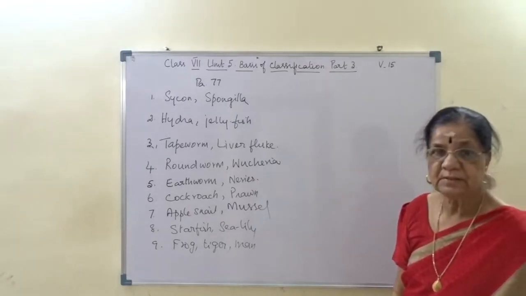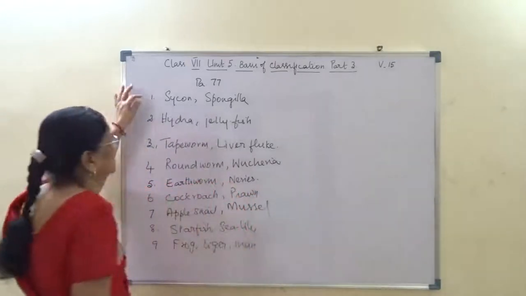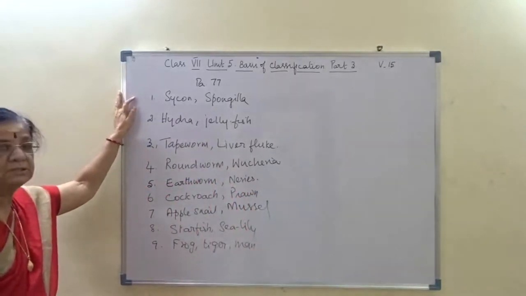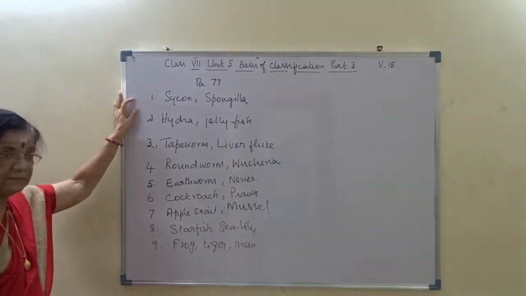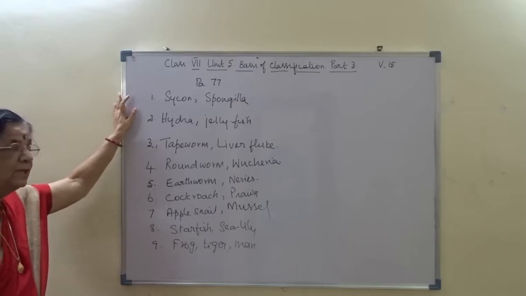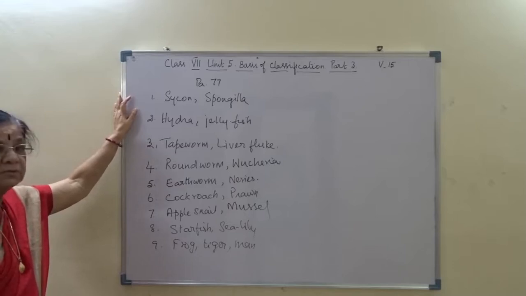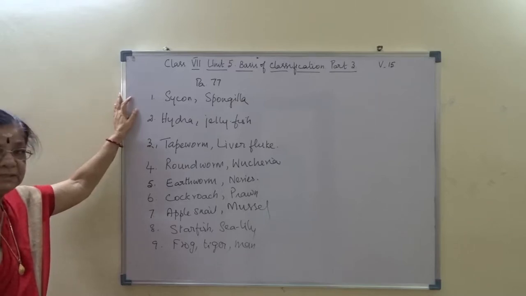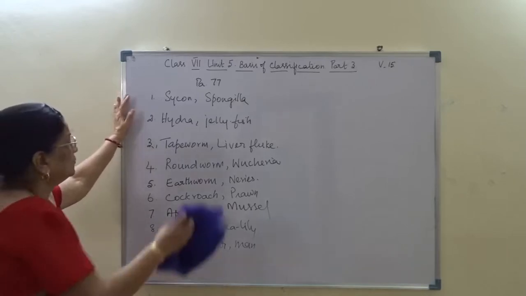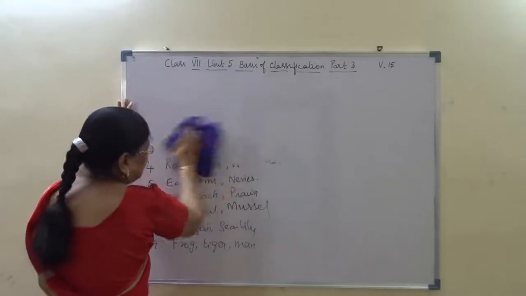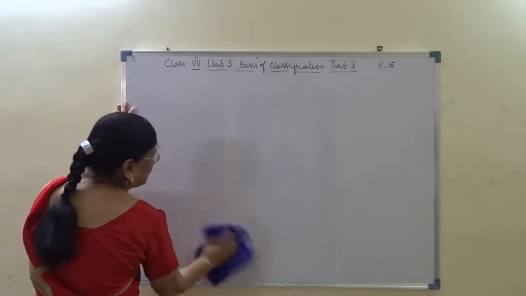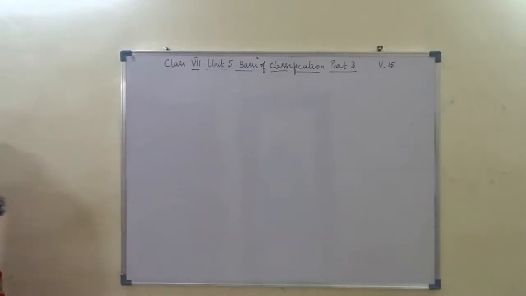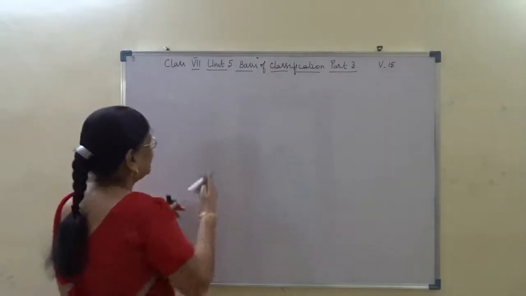Shall I continue next? Yes, sir. So, check the spelling: Sycon and Spongilla, Hydra and jellyfish, tapeworm and liver fluke, roundworm and Wuchereria, earthworm and Nereis, cockroach and prawn, apple snail and mussel, starfish and sea lily, frog, tiger and man. Clear? So with this, the animal kingdom examples are written. Now next we will move to the plant kingdom.